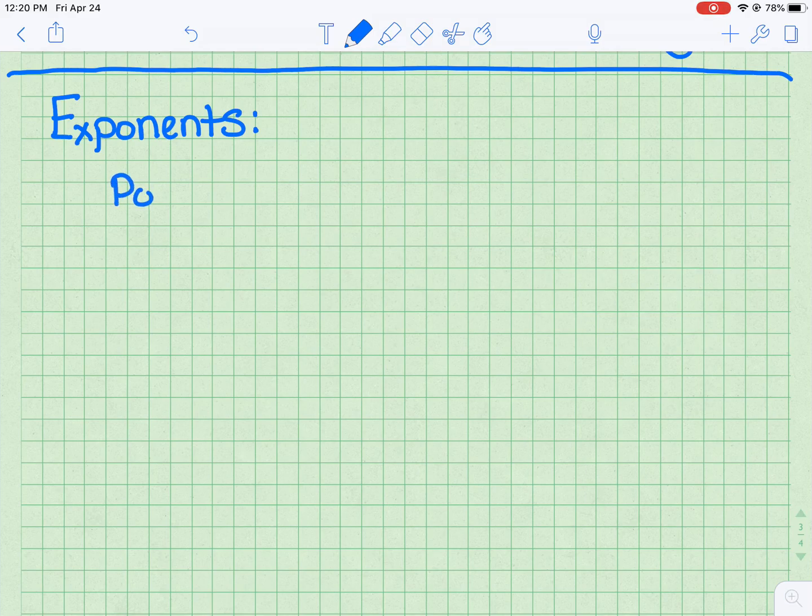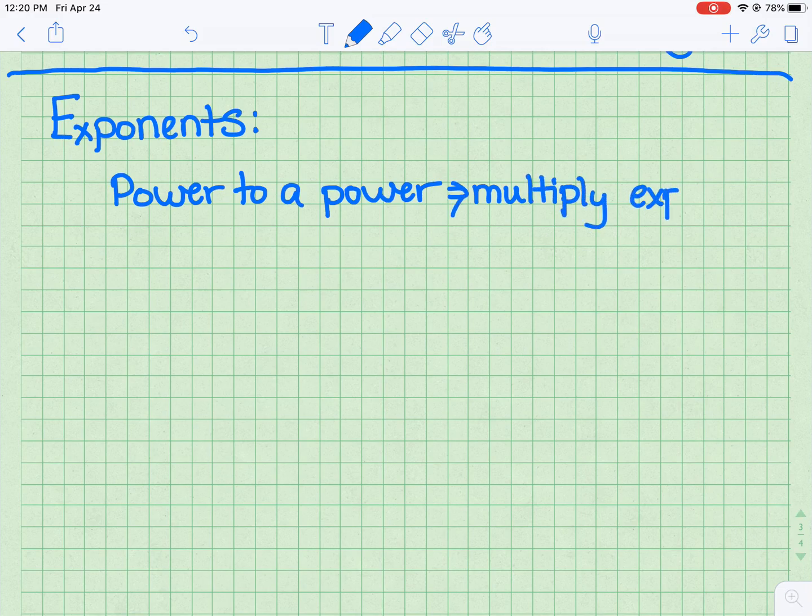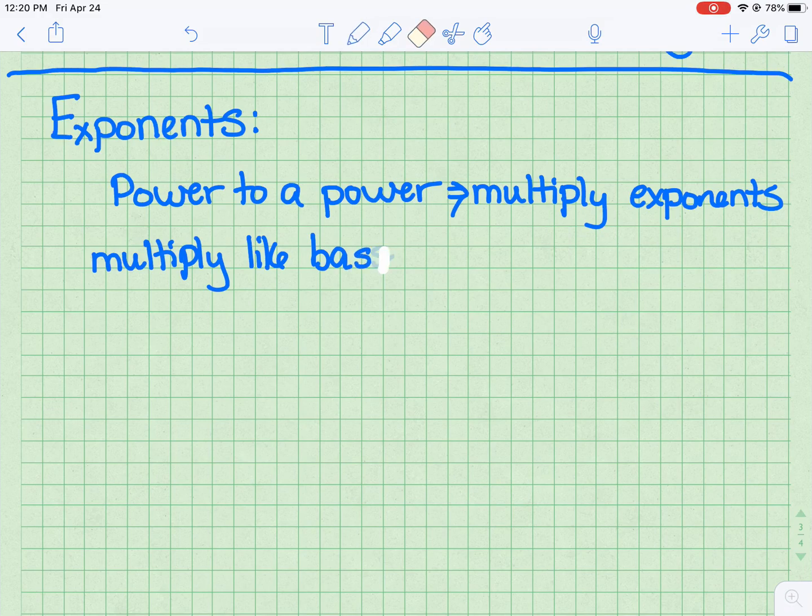So remember exponents, let me make sure I get them all right. A power to a power, and you've been doing this a lot, I just want to make sure we haven't forgotten, is we multiply exponents. Let's see what else. If we multiply like bases, then we add exponents.